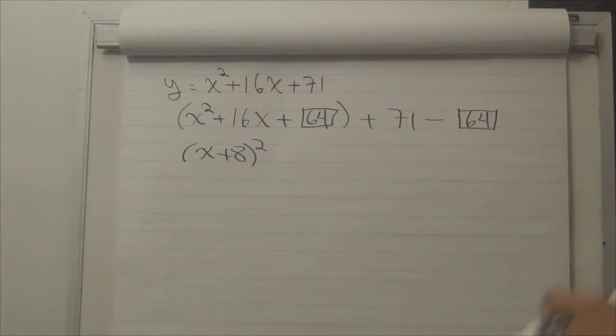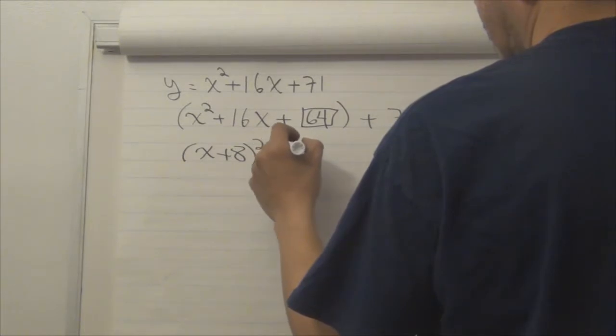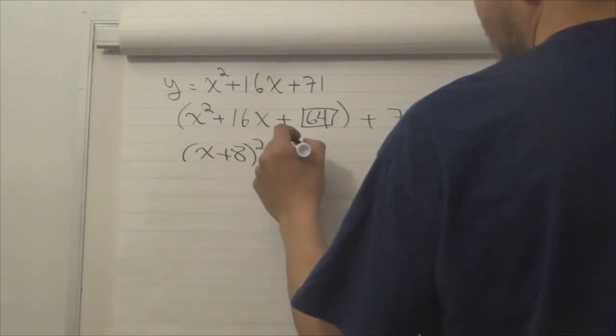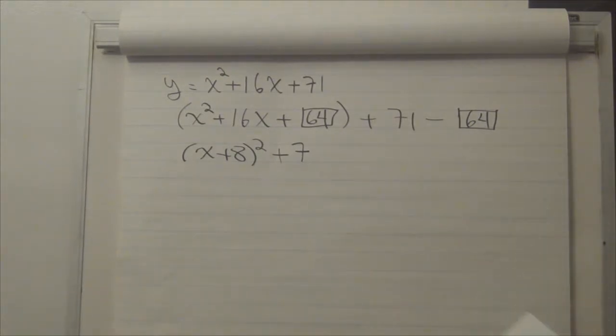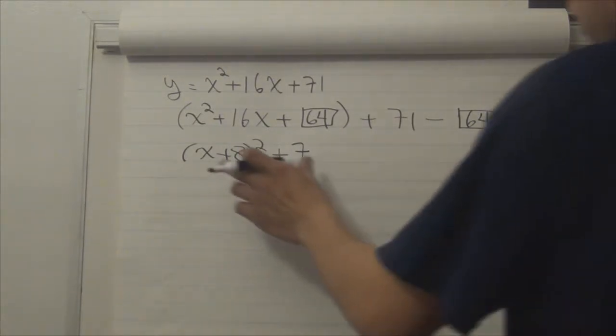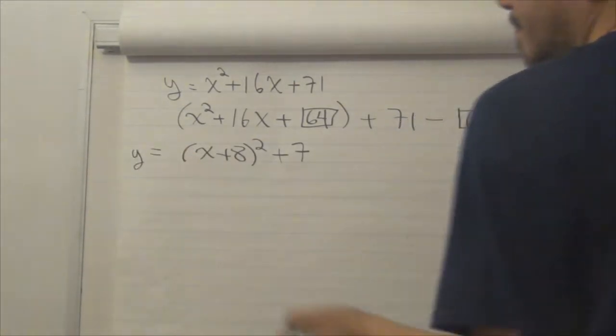17. Let me see. 17. No, 7. Oh my God. So it's 7, right? Okay. So what's going to happen now? Nothing. I'm done. Now I'm going to put y equals.